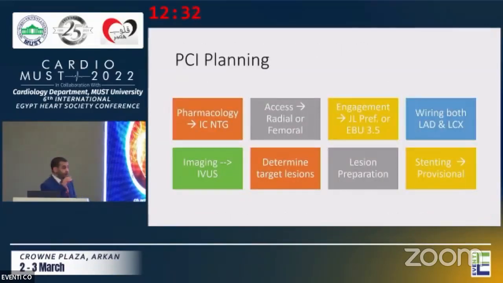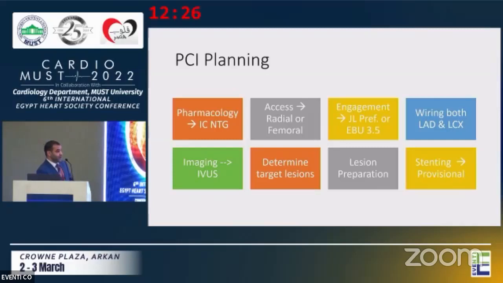When we make PCI planning, it should be done for any PCI, but in left main it's very important. Pharmacology: you have to use intracoronary nitroglycerin in any left main intervention to assess the lesion first. Access doesn't differ; we can make complex left main interventions via radial or femoral approach. Engagement with catheters: there is some evidence preferring a Judkins left over EBU, as with Judkins left you can easily go deep through and out, but both can be used. You have to wire both LAD and LCX, whatever the technique you are using.